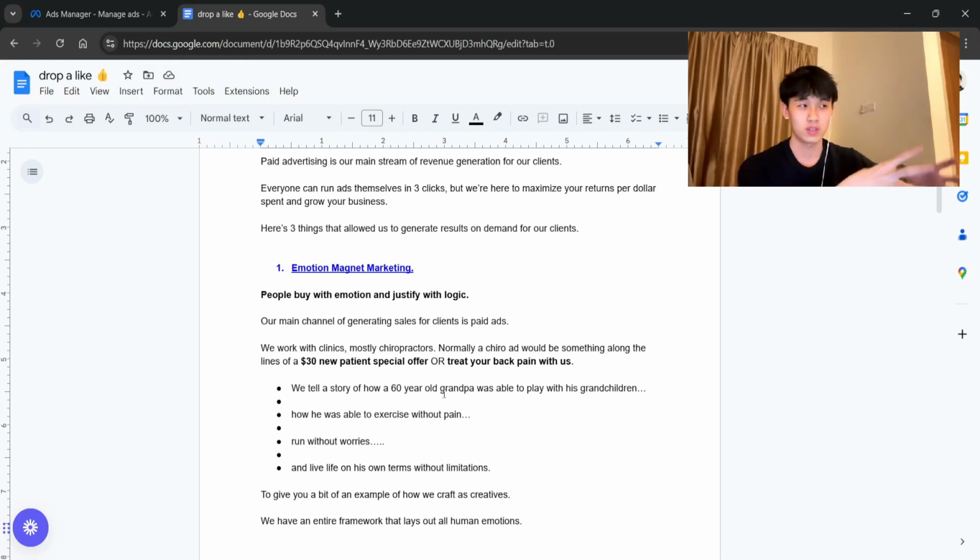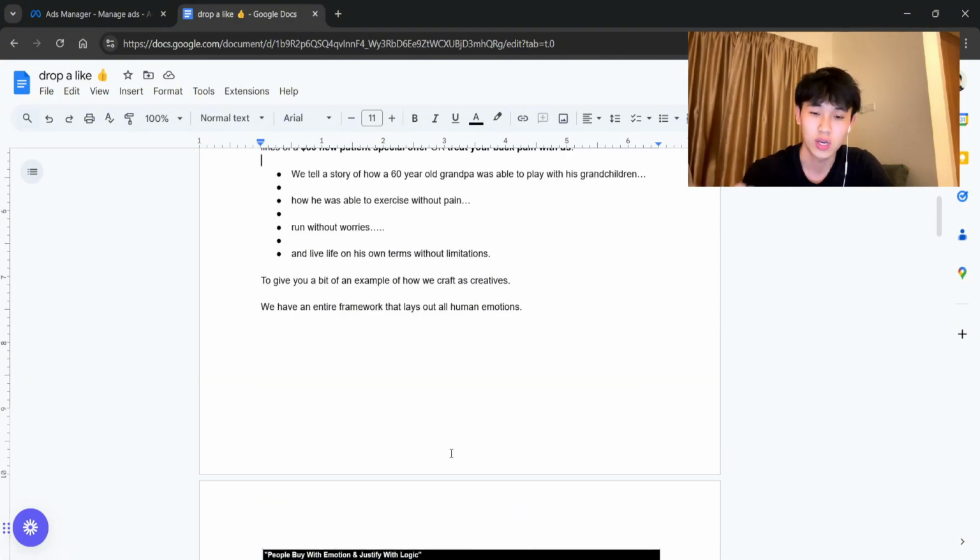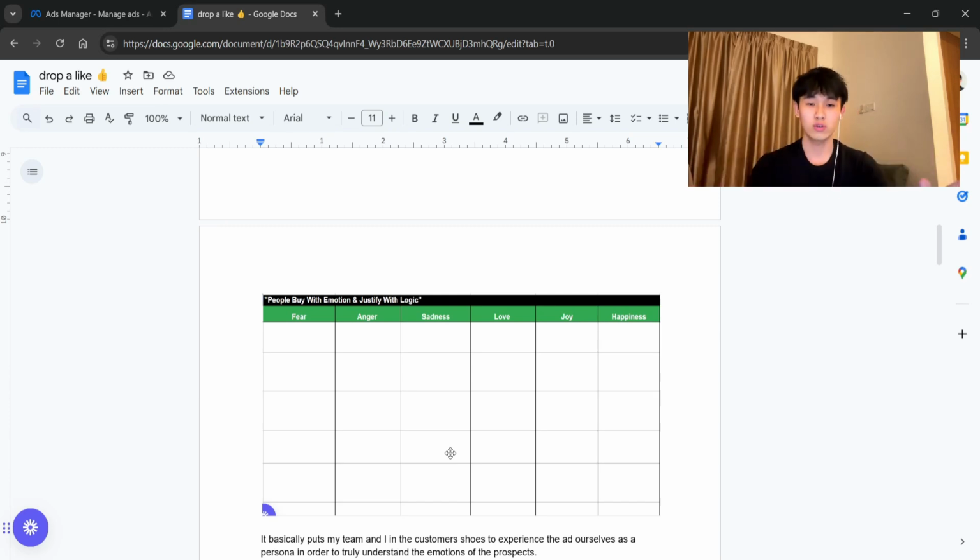And there we tap into one of the emotions and one of the more human sides of things instead of just selling them, sticking it to them. And another thing was how he was able to exercise without pain, run without worries. You could go do exercise again and live life on his own terms without limitations. Now, to give you a bit of an example of how we craft creatives, we have an entire framework that lays out all the human emotions. This is a little bit of a spreadsheet that we use that covers basically the overview of all the human emotions. Now, people buy with emotion and justify with logic.